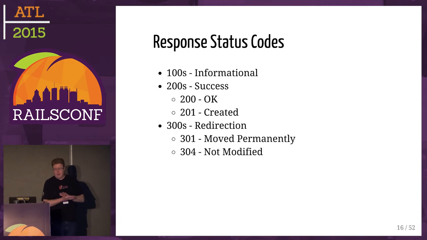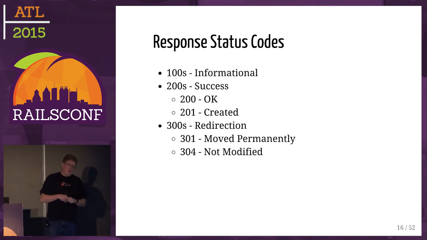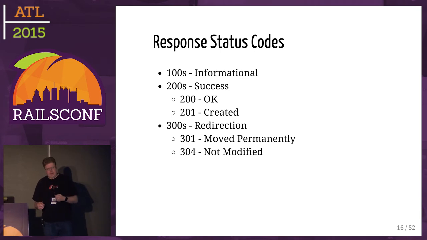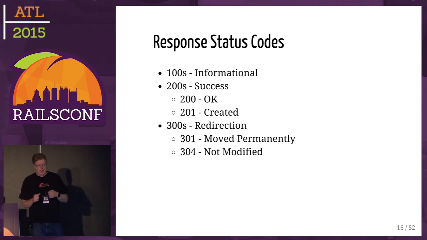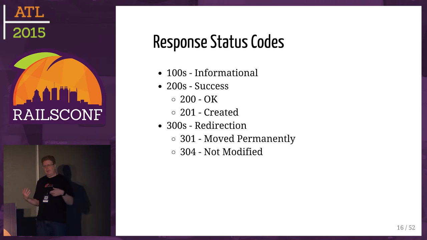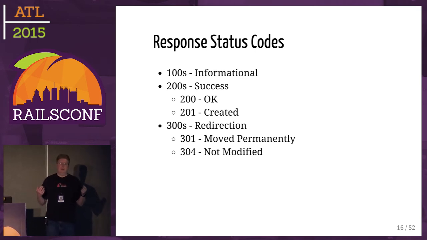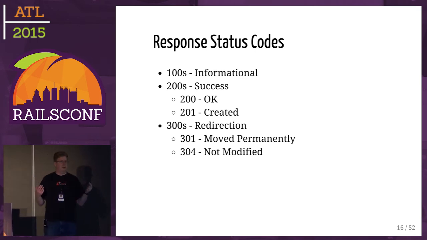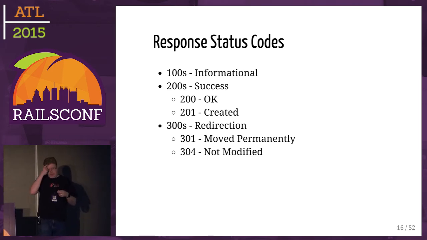So status codes. The status codes have different meanings, and they are actually standardized, although occasionally you'll see some non-standard ones. The 100s are informational. You'll rarely see those. The 200s are what you'll see most of the time. Usually for a get, you're going to get a 200. For a post or a put, you're probably going to see a 201. Redirection, if you go to google.com, it'll actually redirect you to www.google.com. That's a redirect. I believe that would be a 301.